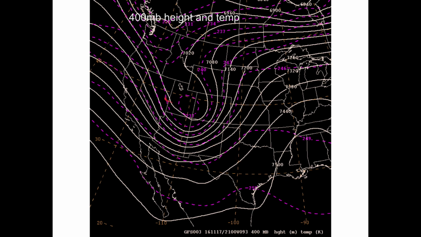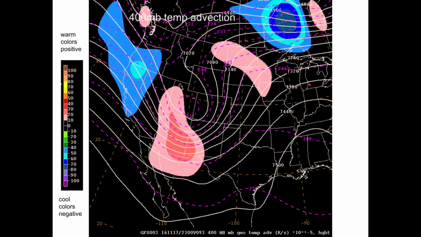You can see now these height contours are pretty much parallel to the isotherms. There's a little bit of some advection. It's kind of tough to visually interpret this, so let's let the computer calculate it for us. And you can see we've got some weak warm advection in the northern plains, and some fairly moderate warm advection down, say, Arizona, New Mexico, to the south of this trough.